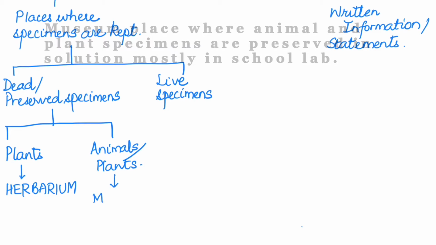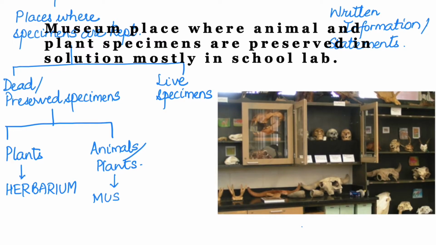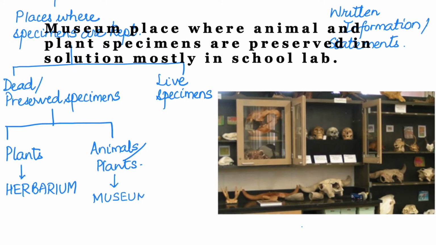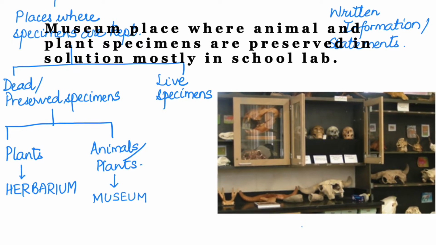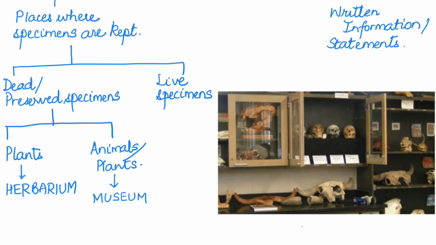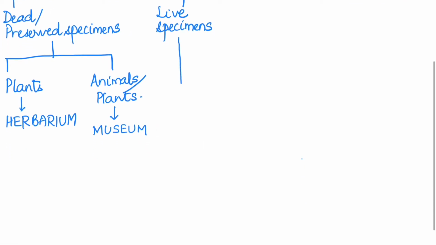The other thing is when we talk about plants and animals, these are preserved in museums. So museums are places where animals and plant specimens, they are preserved in solutions or in other stuffed forms where they are kept for identification.